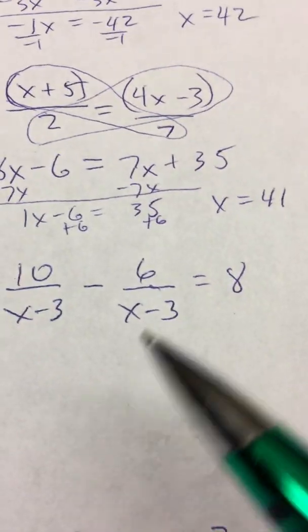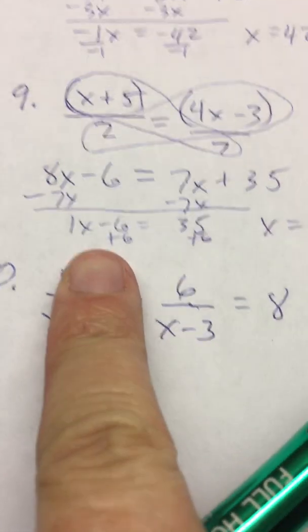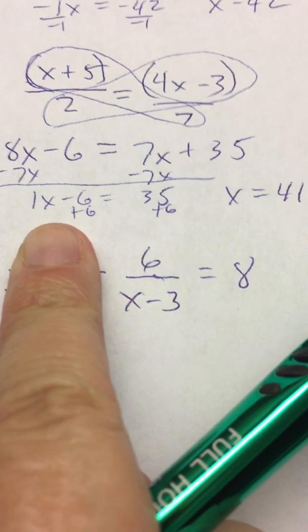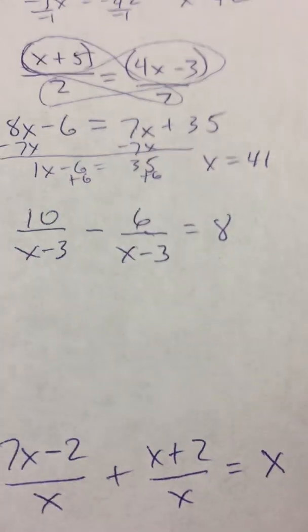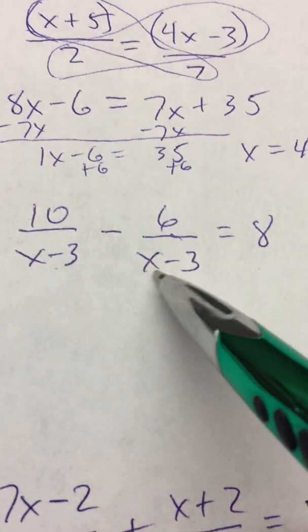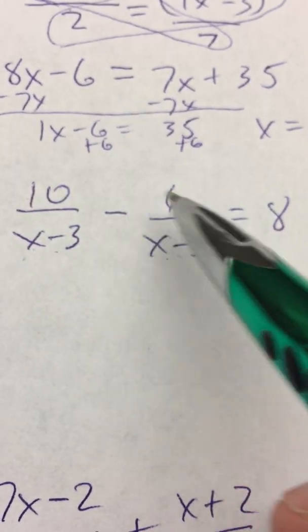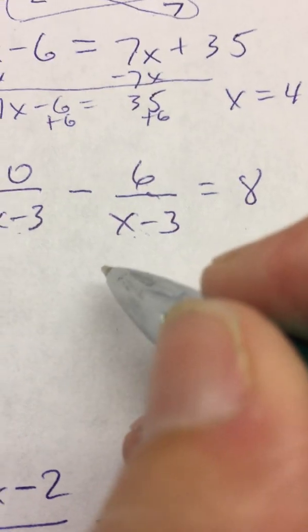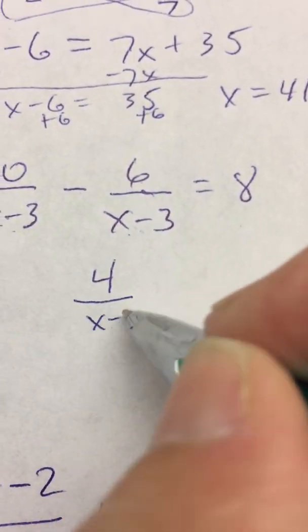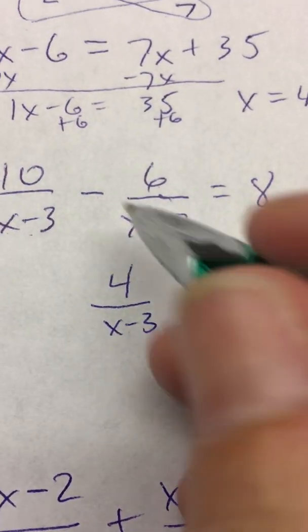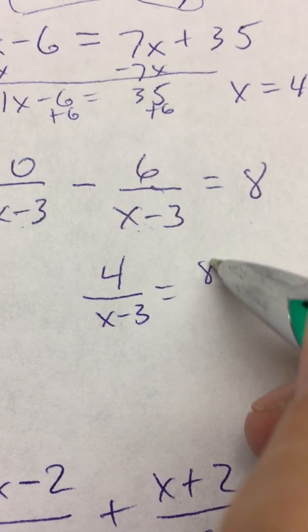Okay, so number 10. Again, I can't make this into a fraction equal to a fraction, even though I would like to and do cross multiplying, because I have this extra piece over here. But the good news is, look at the denominators. Are they both the same? Yes. So if they have the same denominators, can I just do 10 minus 6 on top? Yes. So this is actually 4 over x minus 3, because the bottoms stay the same when you're adding and subtracting, equals 8 over 1.